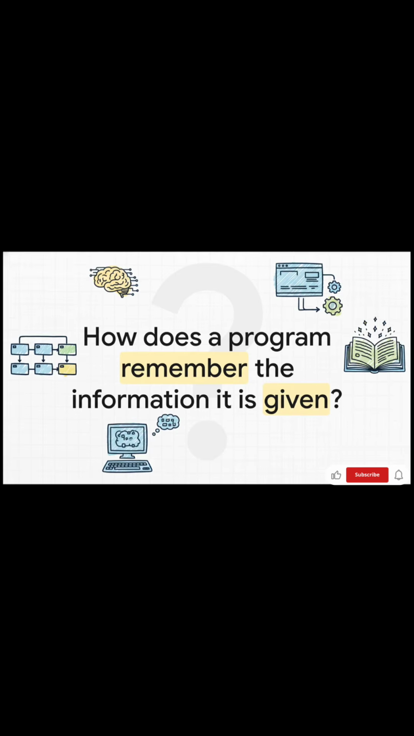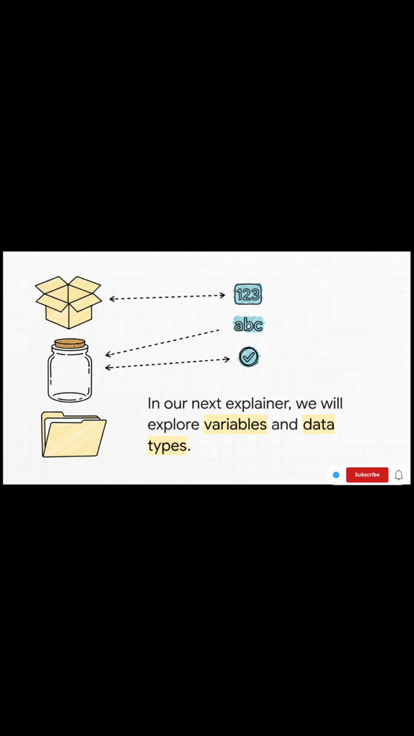But this brings up a really good question. How does a program actually remember stuff for later? The answer? Variables and data types. And that's exactly what we'll get into in our next explainer.